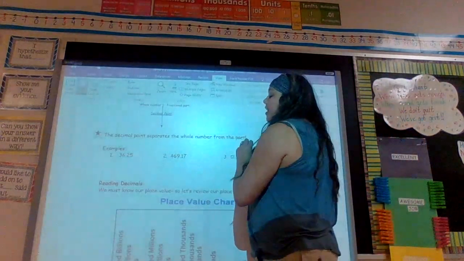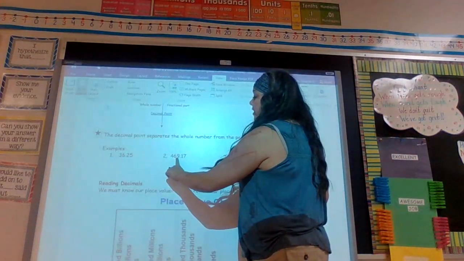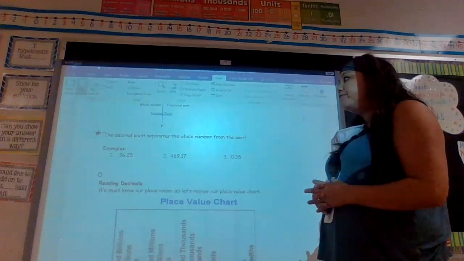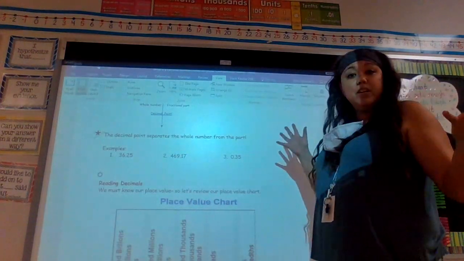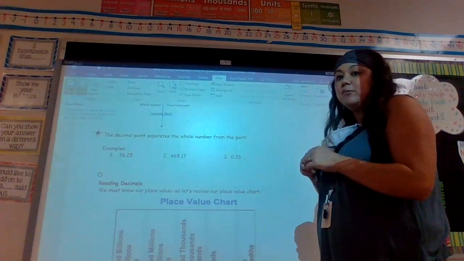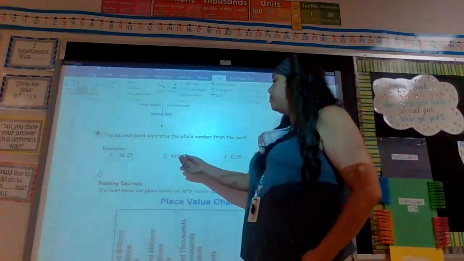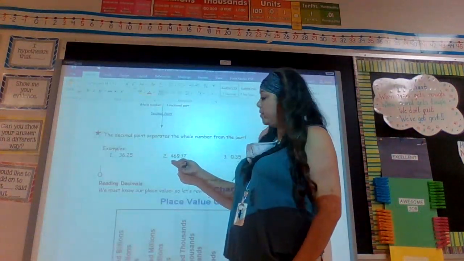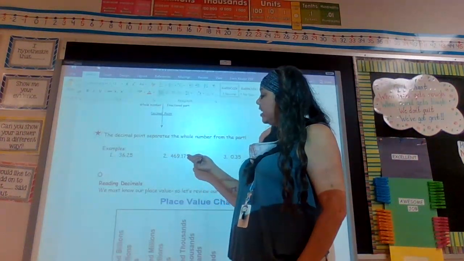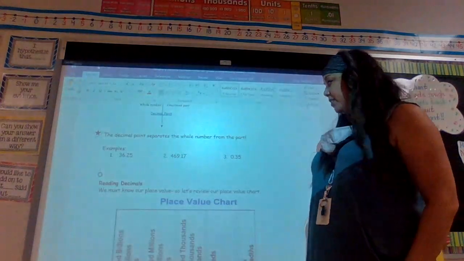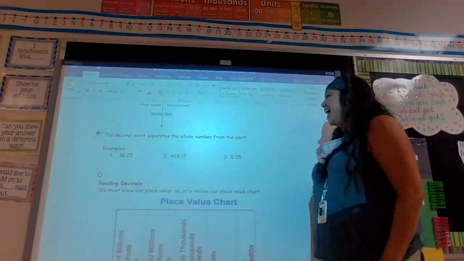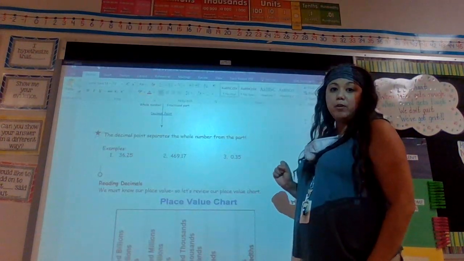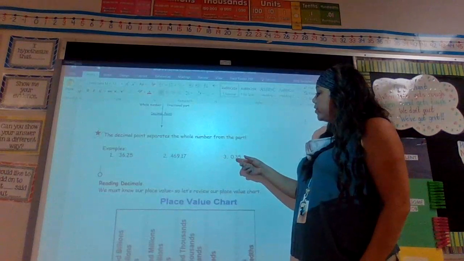Think about it in money form, $469.17. It looks like a big, huge number with just a little tiny decimal, but really you don't have a big number here. This number is actually somewhere between the whole numbers of 469 and 470. Okay. And on this one, where they hold a 0, it is proper to put a 0 in that whole number place before the decimal.